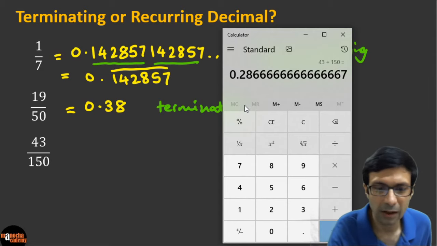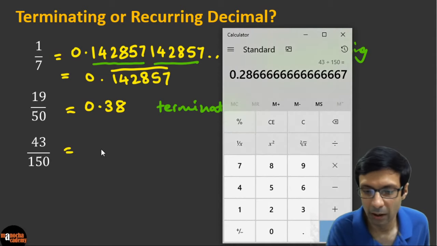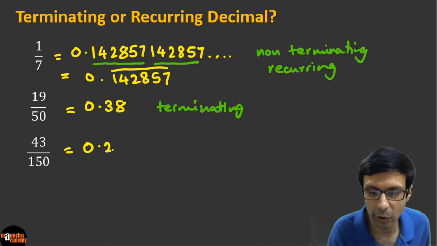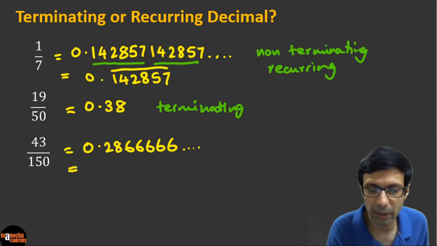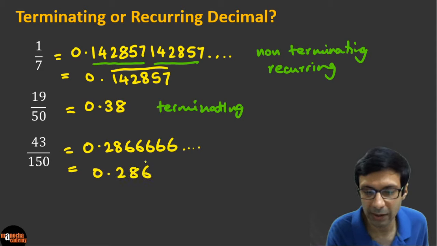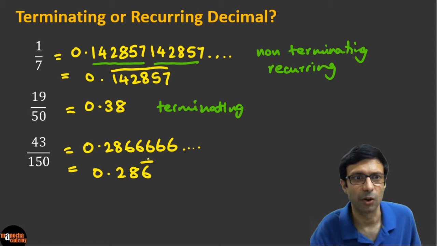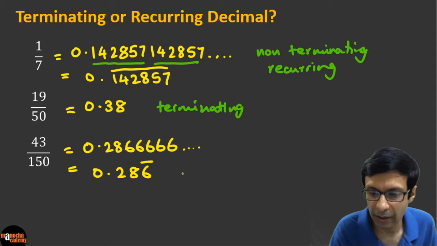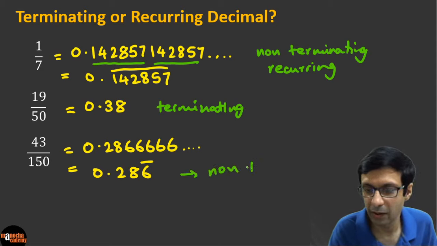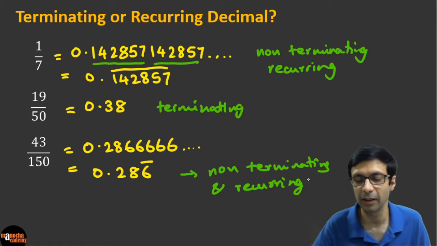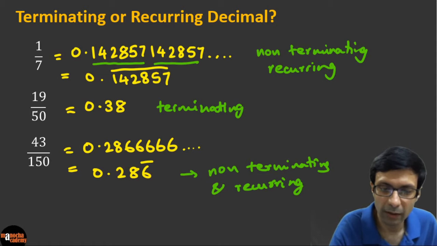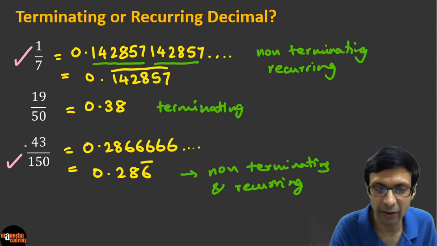We are using the calculator here, and can you see what we get, guys? We are getting 0.28, and then it continues, right? So 0.2866, and this goes on. Can you see that? And it's continuing. So we can express this in the form 0.286, where the 6 is repeating. So this is non-terminating, recurring. Sometimes we simply say recurring because we know it's repeating, so it's not terminating. So can you see here, guys, that these two were non-terminating and recurring numbers, and this one was a terminating number, right?